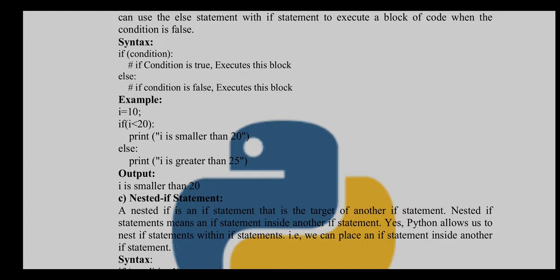Okay, so afterward, see the example. Here, i is equal to 10. If i is less than 20, it is going to print "i is smaller than 20", else print "i is greater than 25". When you execute this, it is going to show you the result "i is smaller than 20", because the condition is true. So it is going to print the part of the if.